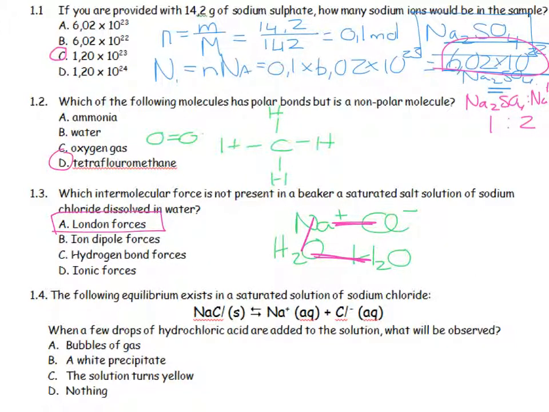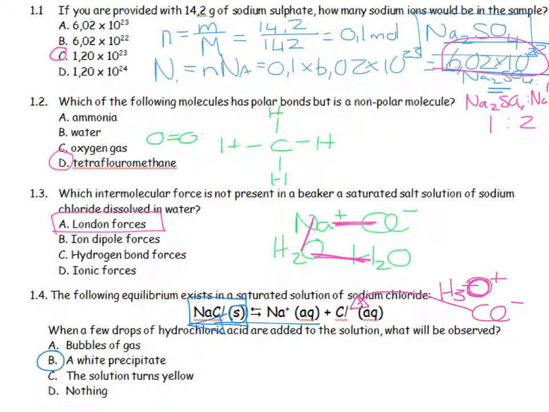The following equilibrium exists in a saturated solution of sodium chloride. So they show me the dissociation of sodium chloride. When a few drops of hydrochloric acid are added to the solution, what gets observed? If I put hydrochloric acid in, I'm putting H3O plus ions and Cl minus ions into the solution, which means I'm going to have the common ion effect, and I'm going to land up favoring the reverse reaction, and we are going to see sodium chloride NaCl solid precipitating out of that solution.